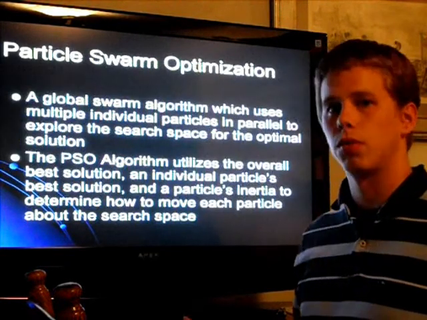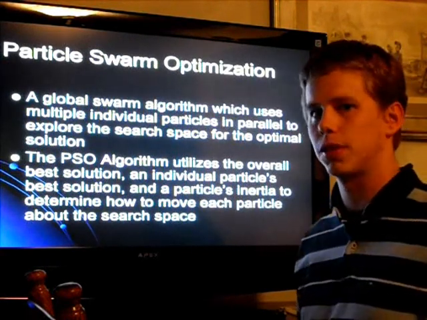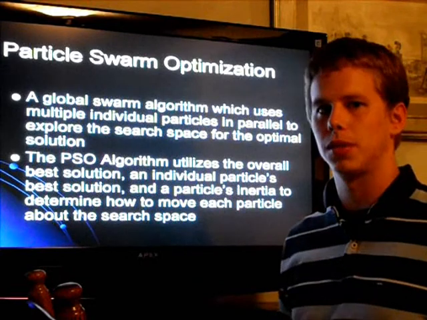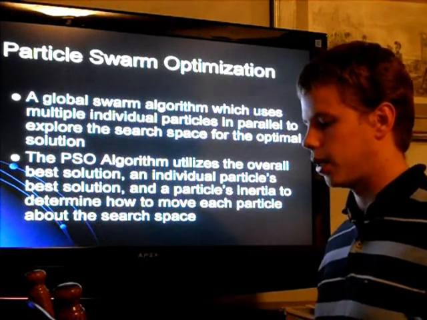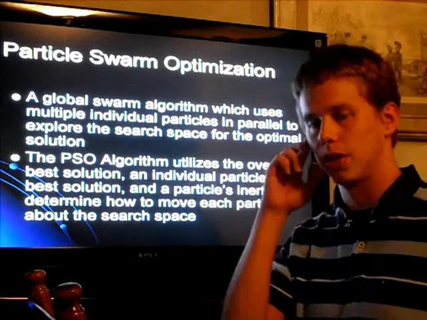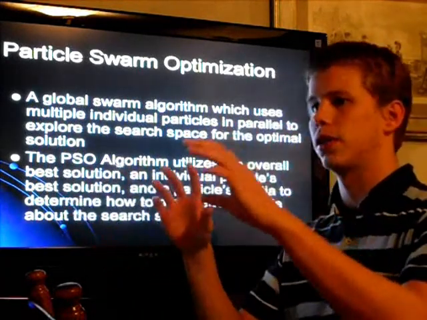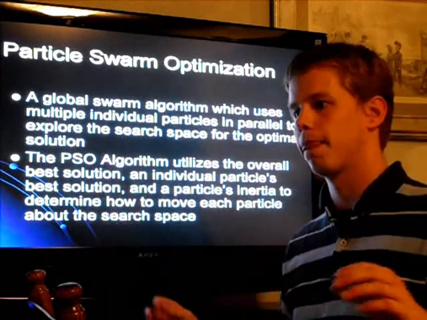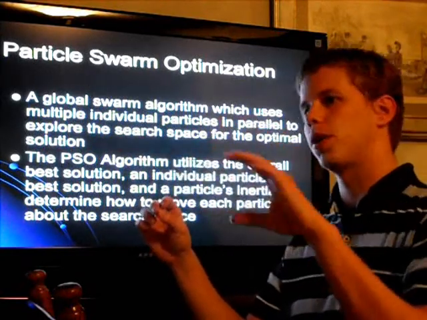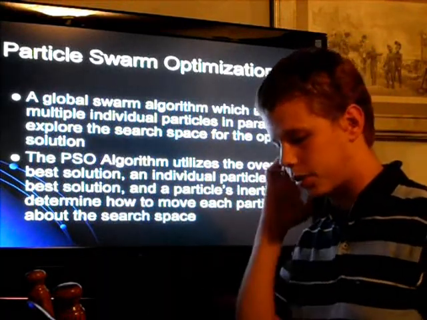Now what I used to operate on this hexagonal topology was a particle swarm optimization algorithm. And the basic particle swarm optimization algorithm is just a global swarm algorithm which uses multiple individual particles in parallel to explore the search space for the optimal solution. Now, what that basically means is you have all these tiny little particles, and they're flying around the search space, and each of them represents a solution. And when it finds the best solution, each of these particles tends to move towards that best solution, and they also move towards their own personal best solution.